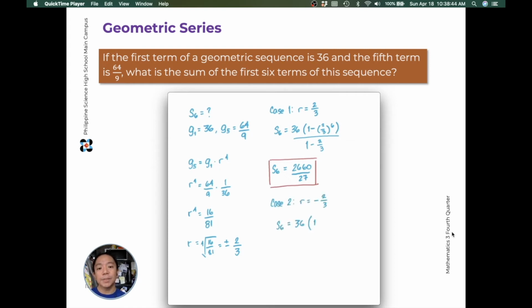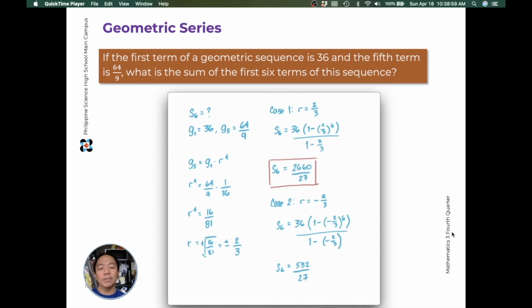Same formula, s sub 6 equals 36 times 1 minus negative 2/3 raised to 6, divided by 1 plus 2/3 this time, because minus, minus. So just plugging this in the calculator, we have 532 over 27.